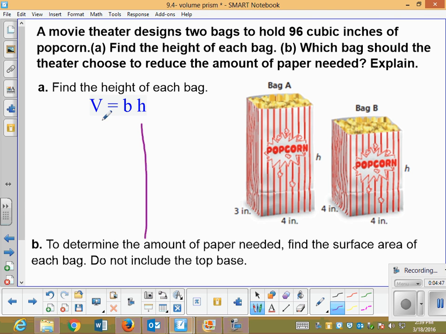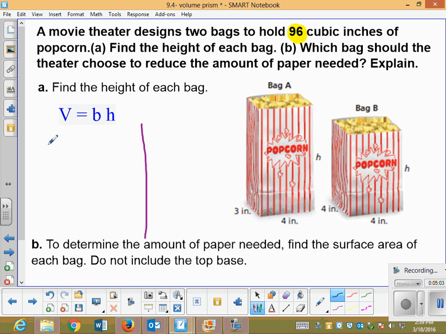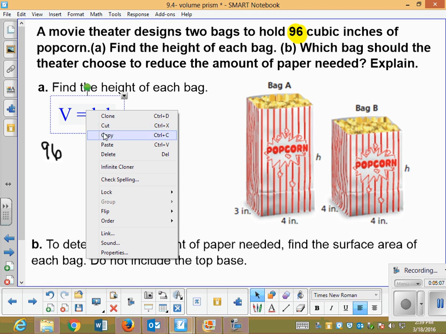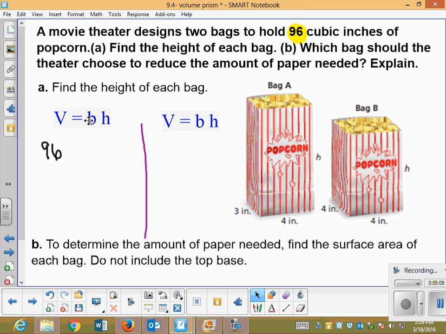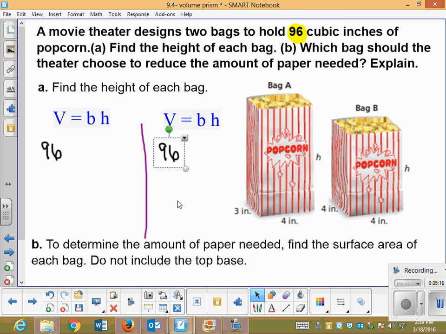So we know that V, volume, equals base times height. And it seems like they already gave us the volume. So we're working backwards. We know that the volume is 96 for both. So I'm going to fill in 96 for V. And let me copy the same formula over here on the other side. This is going to be A, this is going to be B. Both of them will be 96 in volume. We already know that. But we don't know how high the bag is. So we're going to work backwards and plug in what we know.